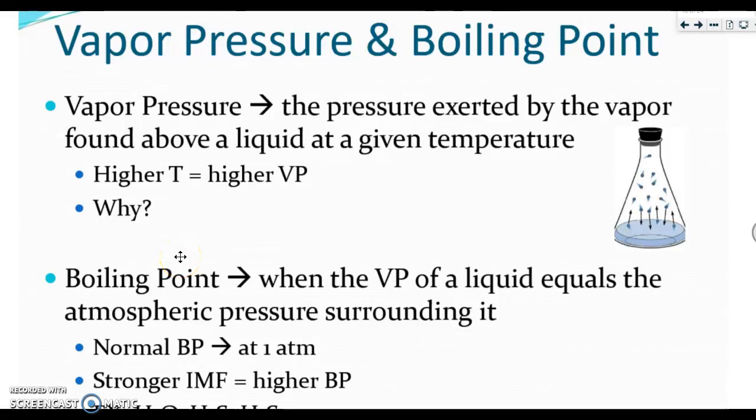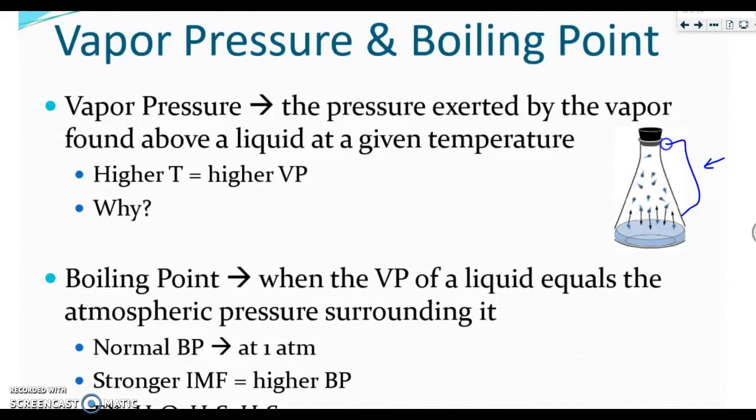In our last video, we had just begun our discussion of properties of liquids. We will continue it now. Vapor pressure and boiling point also are connected to IMFs, as well as properties of liquids. The vapor pressure is the pressure exerted by the vapor that is found above a liquid at a given temperature. So the pressure here in this container, because there are molecules up there, would be known as the vapor pressure.